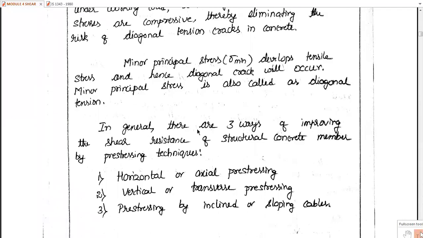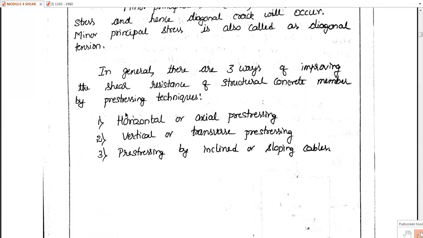In general, there are three ways of improving the shear resistance of structural concrete members. Means if you are going to improve the shear carrying capacity of the section, we need to do these three steps. That is horizontal or axial pre-stressing. We have studied about that. What do you mean by pre-stressing? We are inputting the tendons in the axial direction, that is along the length of the element. That is horizontal or axial pre-stressing.